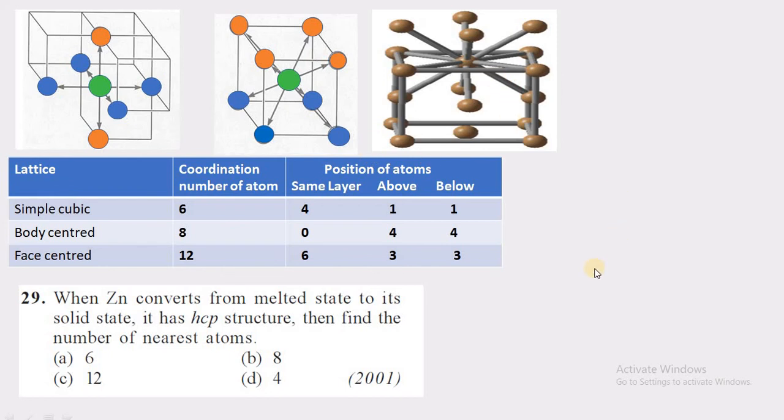The question was asked in the NEET examination 2001: when zinc converts from melted state to its solid state, it has an HCP, hexagonal close packed structure. Then find the number of nearest atoms. That means we have to find the coordination number of the HCP structure, and we have already studied the HCP. In the HCP structure, the coordination number or the number of nearest atoms of an atom is 12. Hence the correct answer is C, 12.